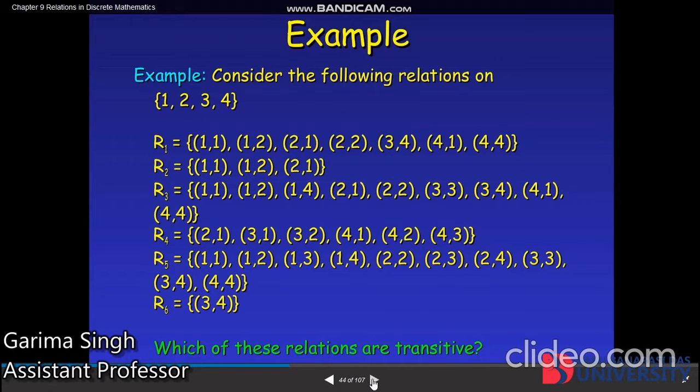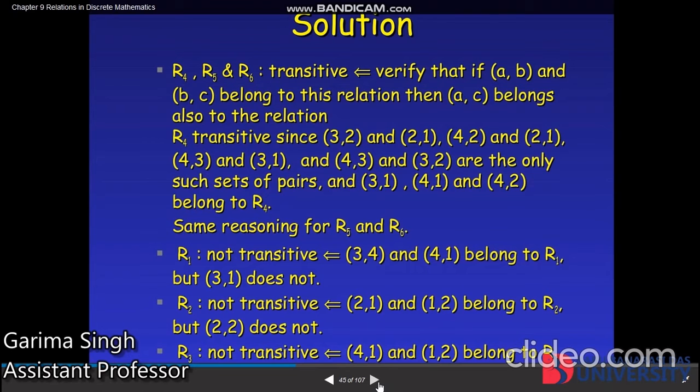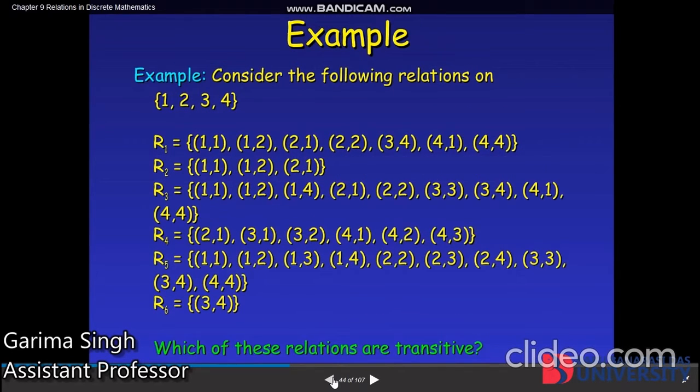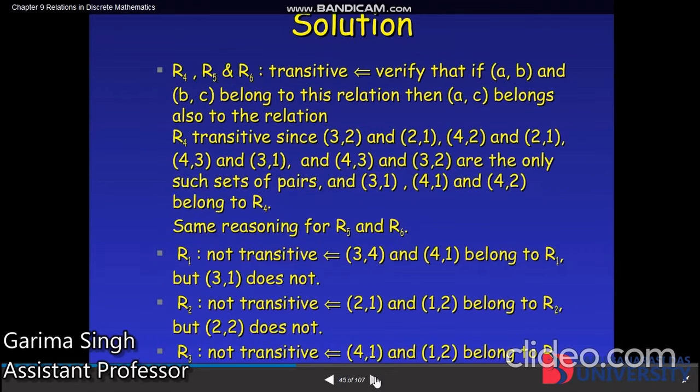If there exists such a pair in this set, then the relation is said to be a transitive relation. In this, you have to find out all the possible pairs that are transitive in nature. So the answer is R4, R5 and R6 are transitive. And why so? The answer is R4, R5, R6 are transitive.